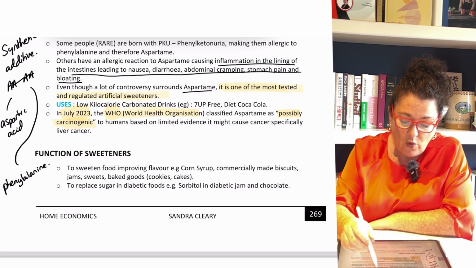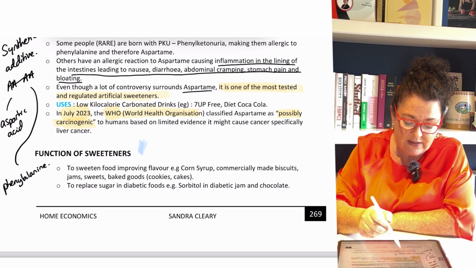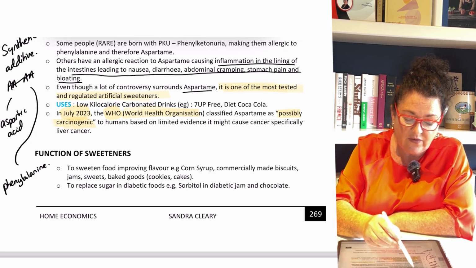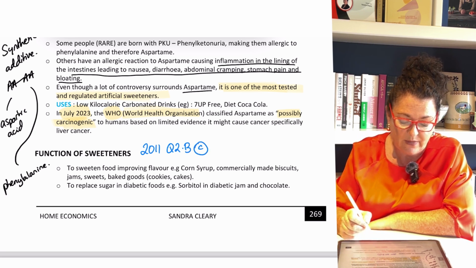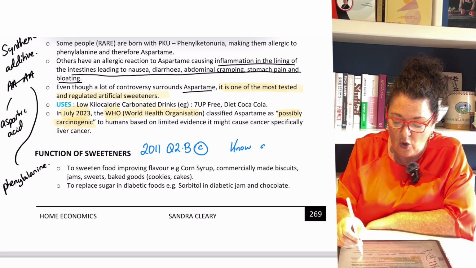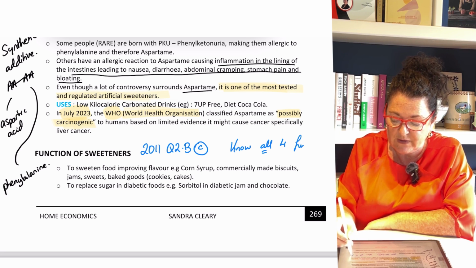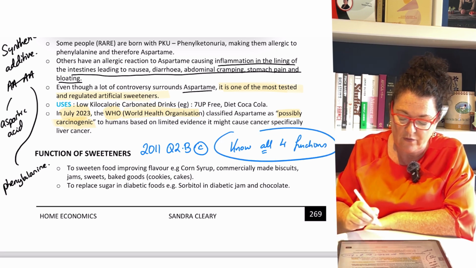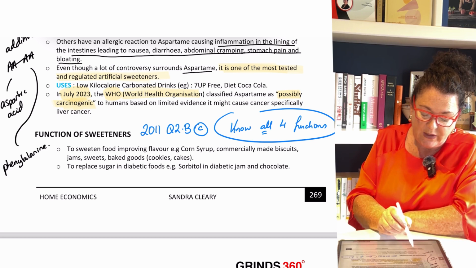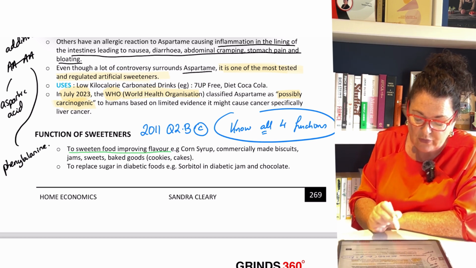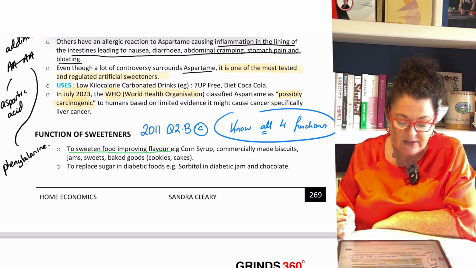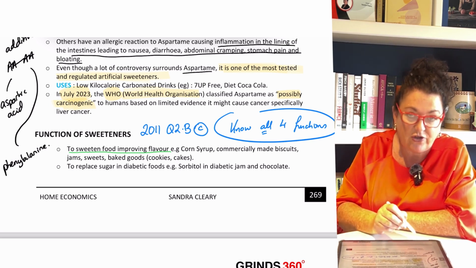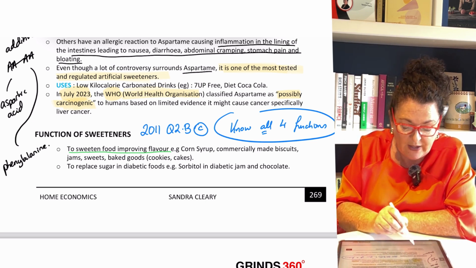Right, I would know the 4 functions of the sweeteners here. In fact, that was also asked in 2011 on question 2B and was part C. So know all 4 functions of sweeteners. So first off, we need sweeteners to sweeten food to improve flavour, like corn syrup used in commercially made biscuits, cookies, cakes, etc. Have a look out for corn syrup.